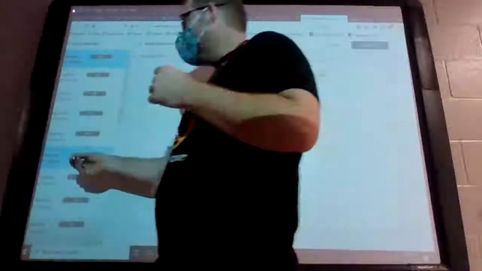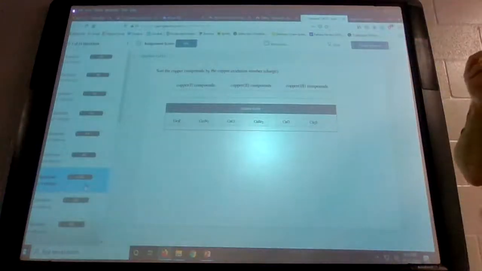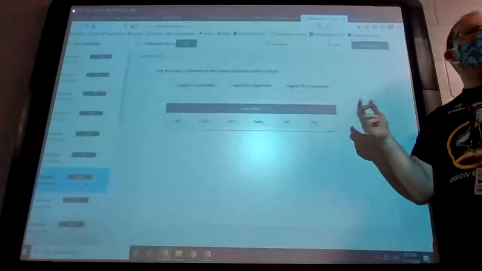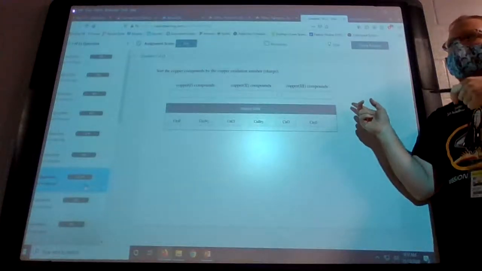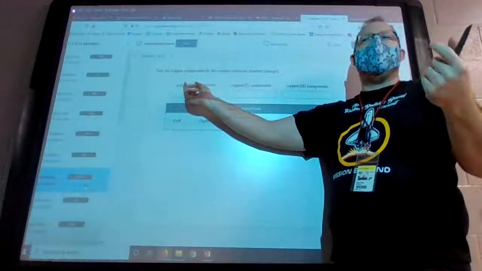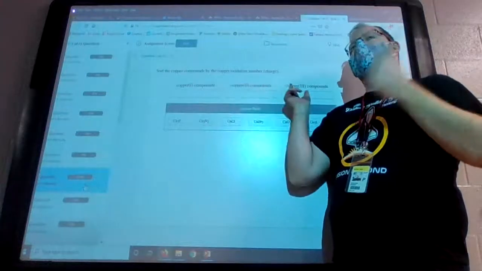So I'm going to go over one of the harder problems that everybody's been having issues with, the copper problem: sorting the different coppers out. So what is that? Here we go, number 7. Hey, y'all need to be quiet and listen. I'm going through stuff now. So I've got the copper problem where you have copper 1, copper 2, and copper 3. The Roman numerals tell you what the charge is on the copper. So this is copper plus 1 charge, copper plus 2 charge, copper plus 3 charge.